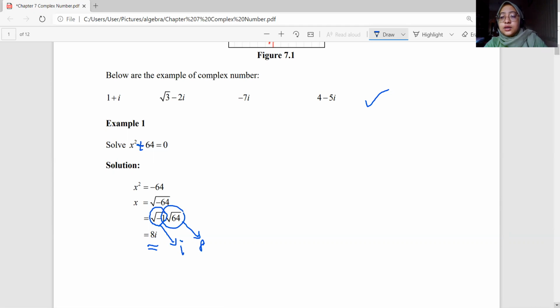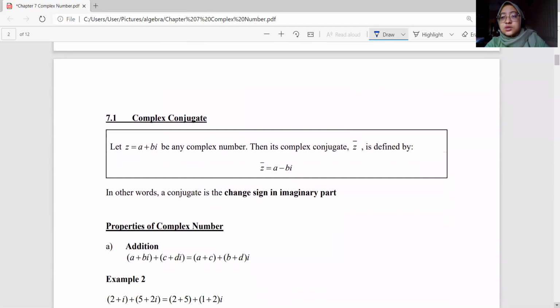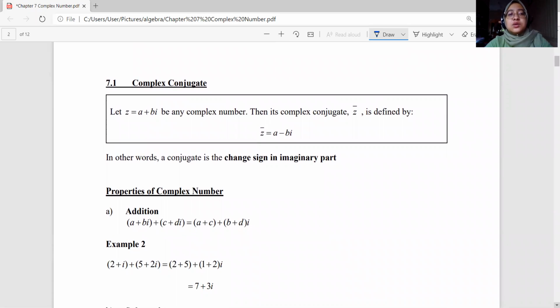The final answer is 8I. The next part is the complex conjugate. Let Z is equal to A plus BI be any complex number, then its complex conjugate Z bar is defined by Z bar is equal to A minus BI. In other words, the conjugate is the change of sign in the imaginary part.